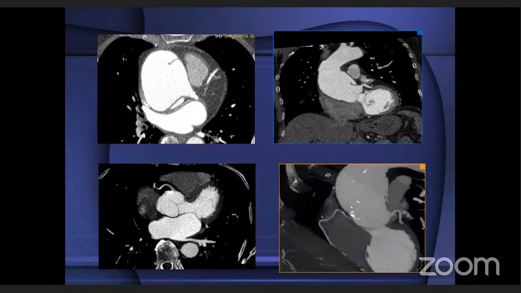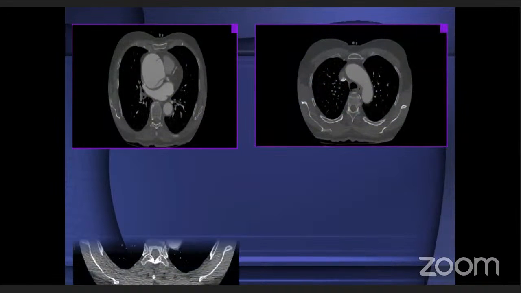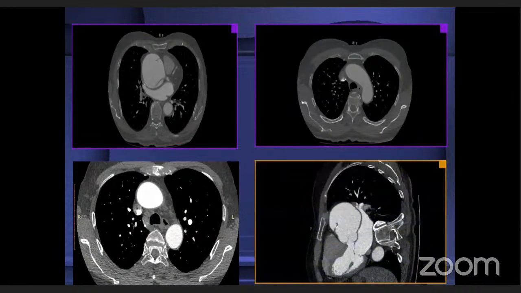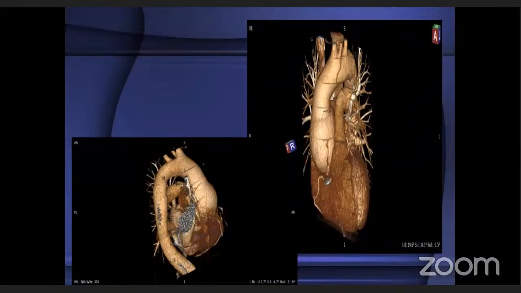And this is a coronal section with the increased slice thickness to visualize both coronaries. The arch was free of flap. Also, the descending aorta has no flap. This is another view that shows the dilated arch, the dilated ascending aorta, and free arch and descending aorta. This is a 3D reconstruction, showing also the dilated ascending aorta.